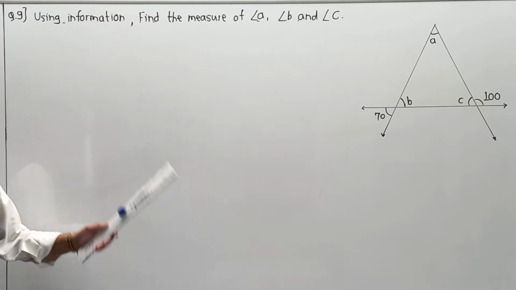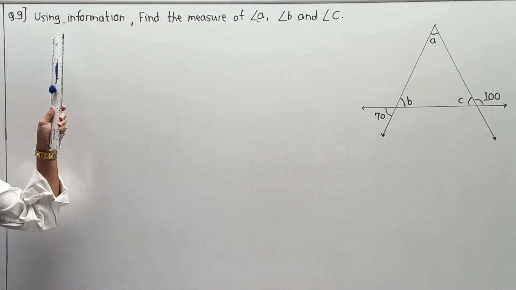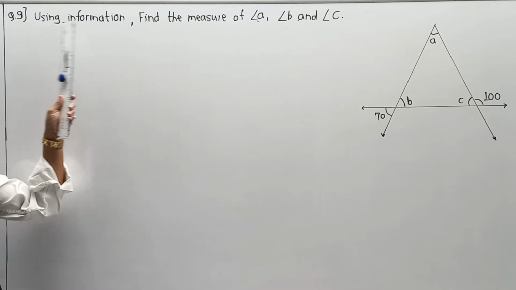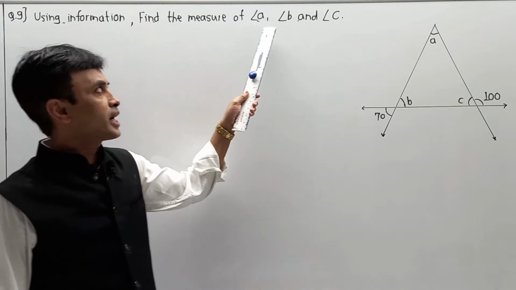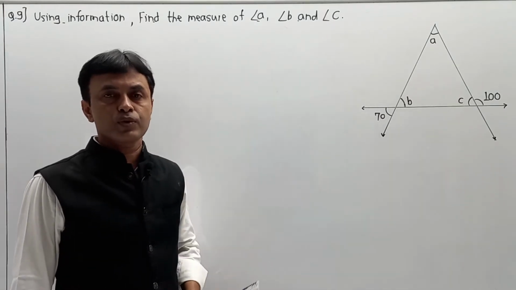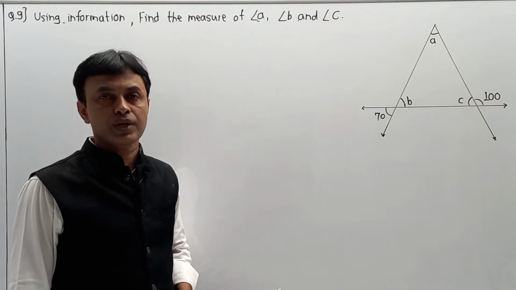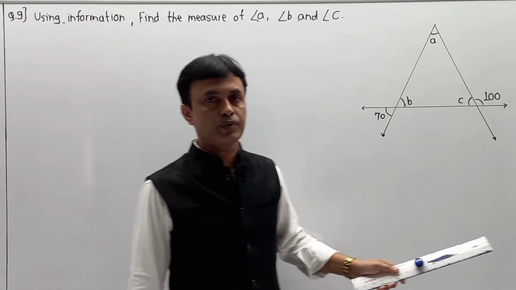Hello friends, continuation with the last numerical, part question number 9. Using the information, find the measure of angle A, angle B and angle C. This is a question of our chapter 3, a triangle, and we are trying to understand the same question from a diagram point of view.